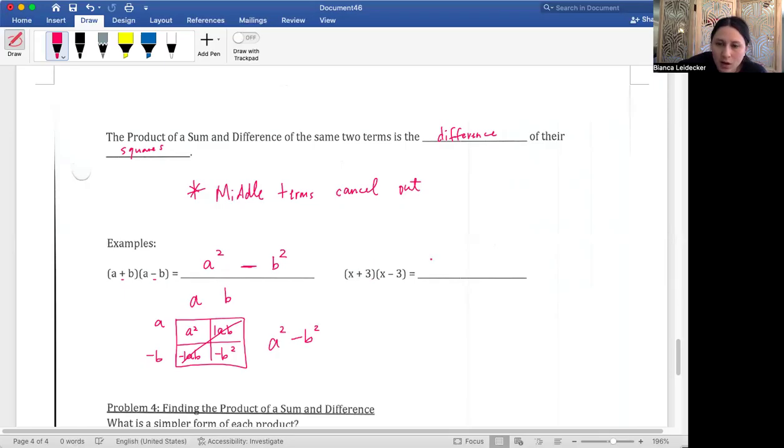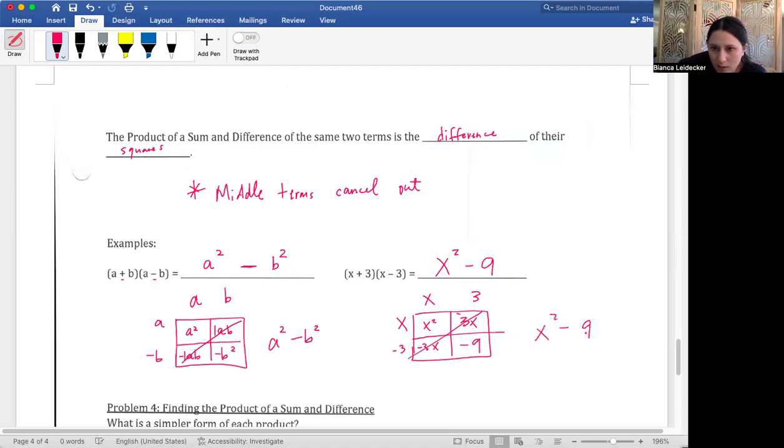Let's look at it with numbers. Our answer should be x squared minus 9 because 3 times 3 is 9. Let's test it out. x and positive 3, x and negative 3. This will be x squared. This will be 3x. This will be negative 3 times x. And this will be negative 9. Positive 3x and negative 3x cancel out. I'm left with x squared minus 9.